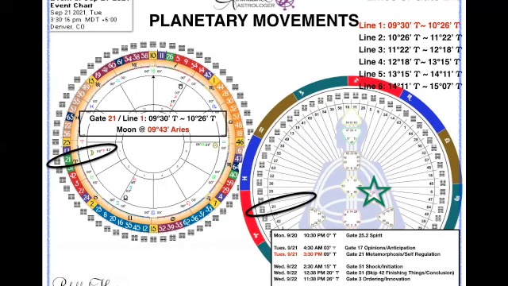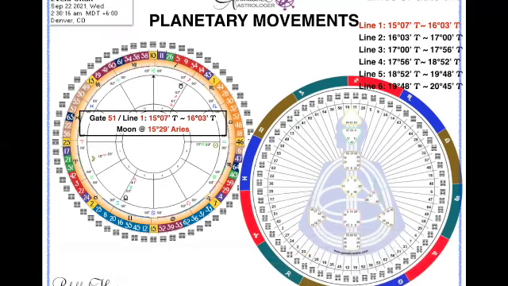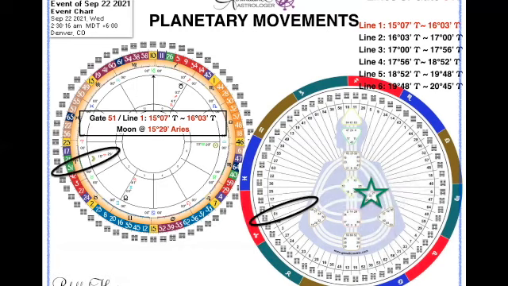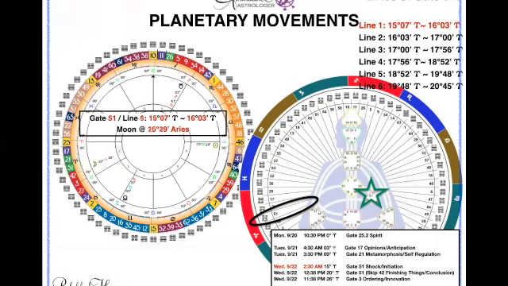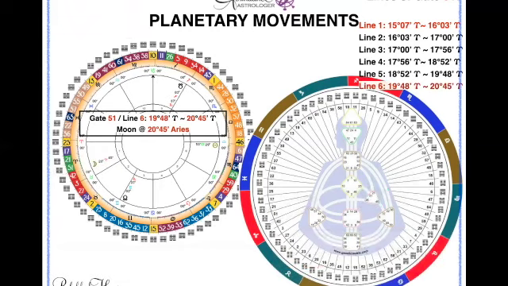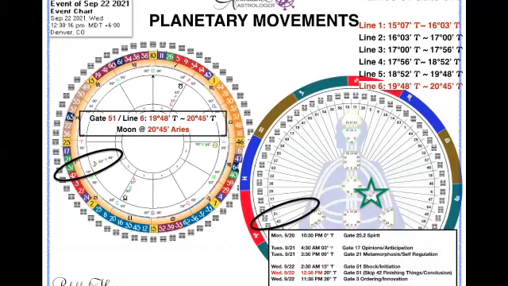And we're going to move on to Wednesday at 2:30 in the morning. It's going to be in gate 51, line 1. Now it's at 15 degrees Aries. And it's Wednesday at 2:30 in the morning. Then it advances to 20 degrees Aries. And that is in line 6.